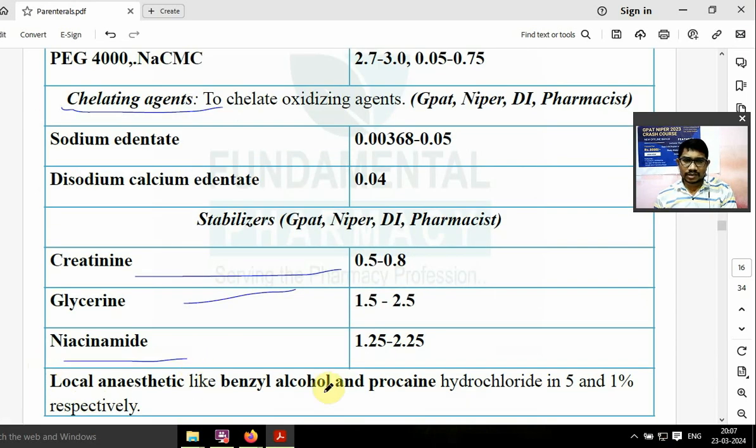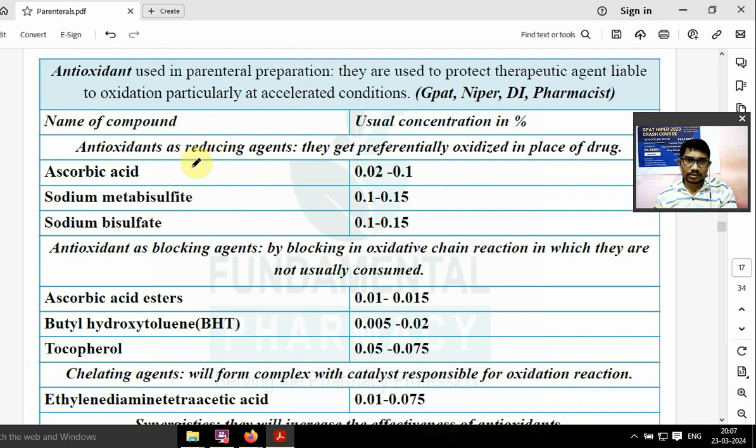लोकल एनेस्थेटिक में बेंजाइल अल्कोहल एंड प्रोकेन. ये क्वेश्चन आ चुका है इसका. हाइड्रोक्लोराइड इन 5% 5 to 1%, 0.5 to 1%. Local anesthetic benzyl alcohol and procaine 0.5%, 0.5 to 1%. Antioxidants अभी ये एंटीऑक्सीडेंट ले लेते हैं and we'll stop.